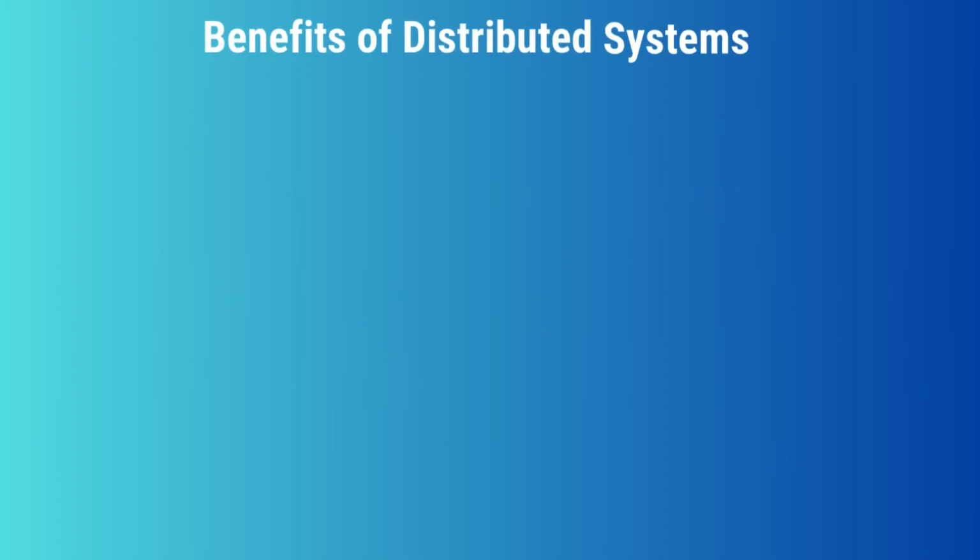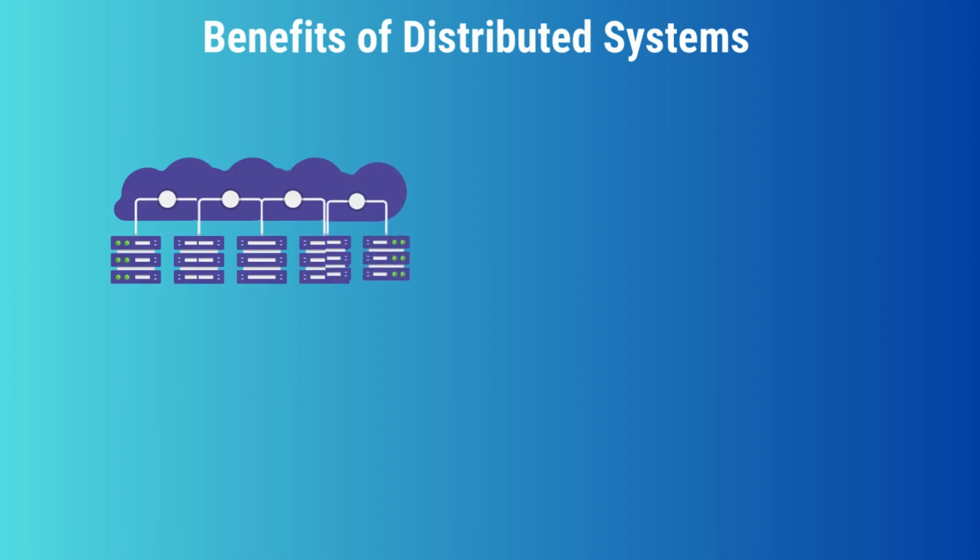Now that we understand the key components of distributed systems, let's explore their benefits. First and foremost, increased availability. Distributed systems enhance the availability of services. If one node fails, other nodes can continue to provide service, ensuring that the system remains operational and responsive.